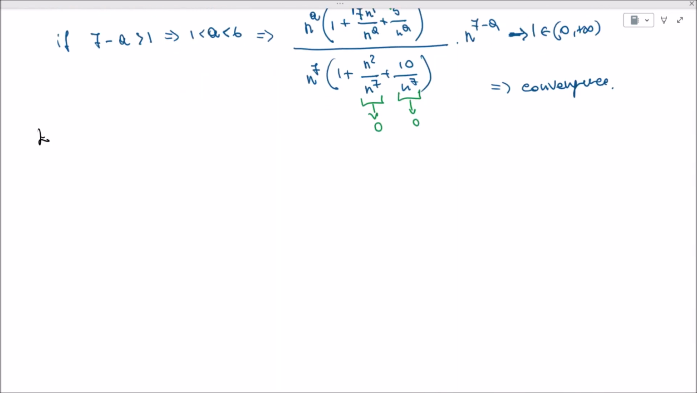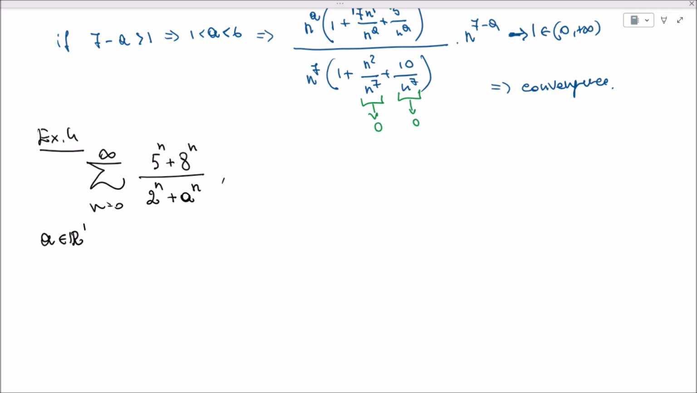Exercise number 4. Let's consider this interesting example. The sum for n from 0 to infinity of 5 to the n plus 8 to the n divided by 2 to the n plus a to the n, where a is some real number, and let's assume that a will be a positive real number, so this will belong to R plus.